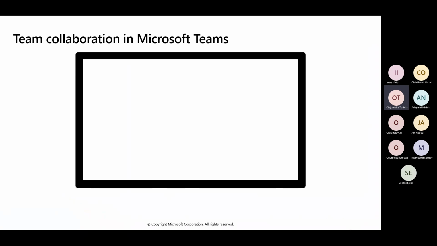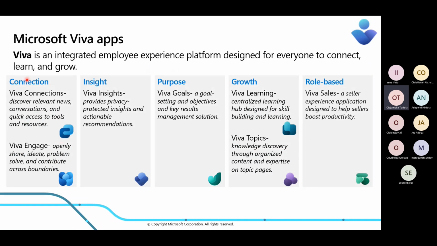So let's talk about Microsoft Viva. Microsoft Viva is an integrated employee experience platform designed for everyone to connect, to learn, and grow. The purpose of Microsoft Viva is for you to use for connection. So you have Viva Connections. There are different types of Viva apps. The whole aim of Viva Connections is to enhance connectivity. You can use Viva Connections to discover relevant news, conversation, and quickly access tools and resources.